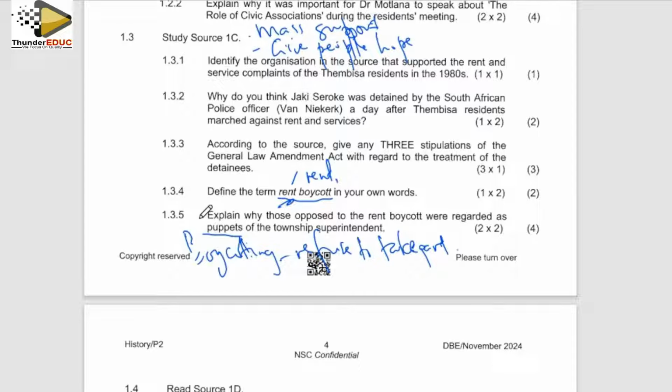You want to be a good person to the township superintendent, but however, not forgetting that the township superintendent was an oppressor. So whatever they were doing, they were doing it to please the township superintendent. It was not out of their will, but they were doing it so that they will please the township superintendent or the white government. You pay rent while others are refusing to pay rent. Then also, we can also say they were working against the general will of blacks.